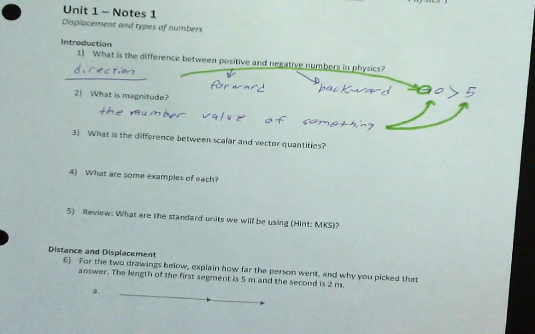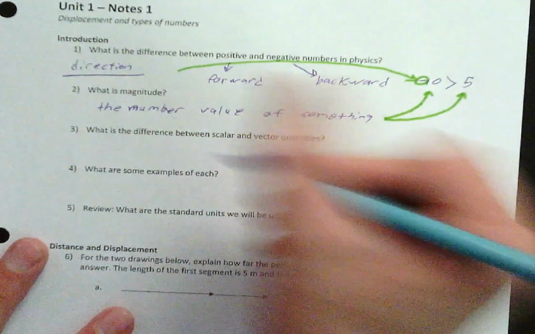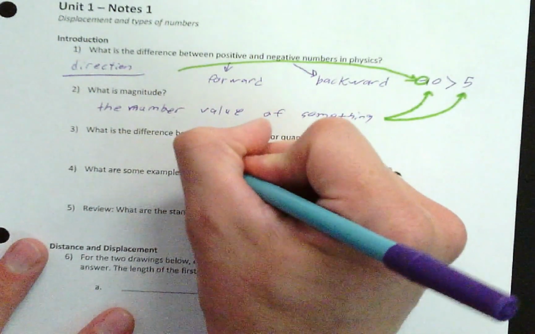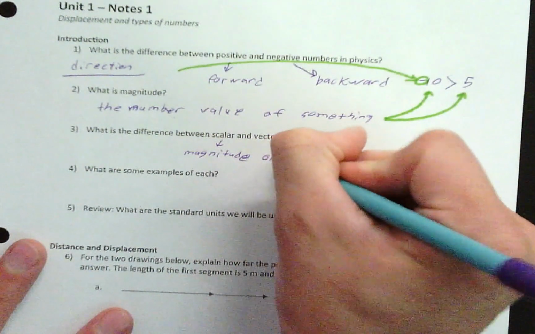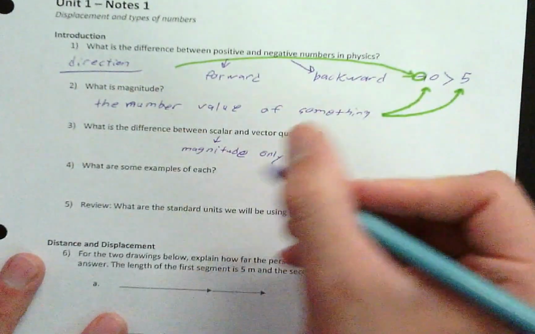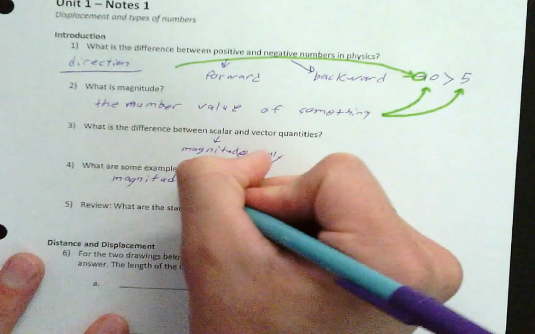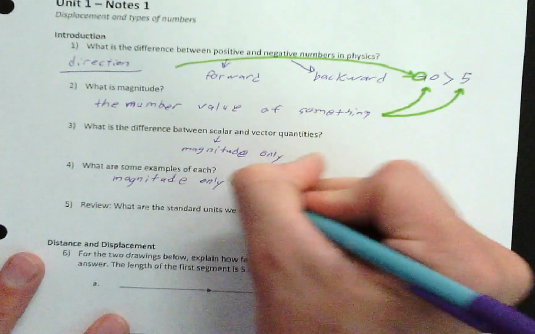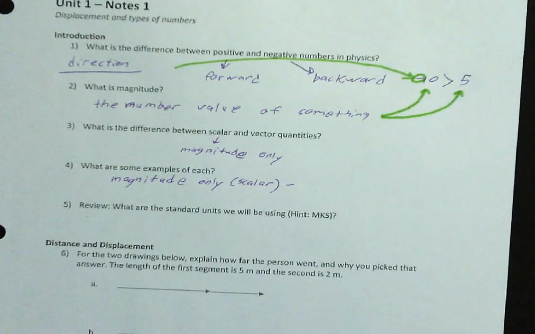All right, difference between scalars and vectors. We need a way to identify which numbers have directions and which don't. So, for example, scalars are magnitude only. They're just numbers. So some examples of those. Someone give me something that you think is magnitude only. It does not have direction.